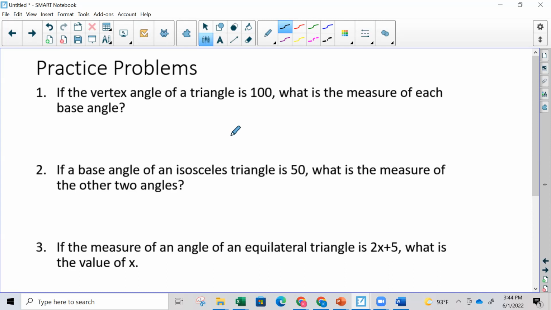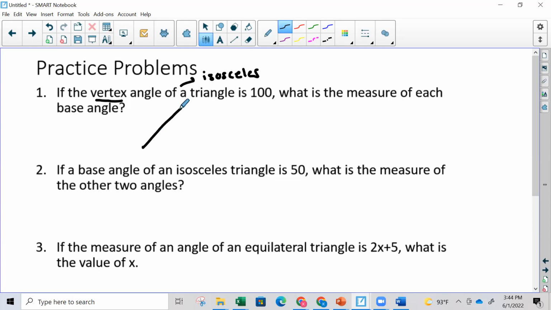equilateral triangle. So this first one, if the vertex angle of a triangle is 100, and it should say, let me just add this, it should be an isosceles triangle, or else you wouldn't be able to do this problem. But because it says vertex, that usually implies it's isosceles, but all the problems should specifically say that it's actually isosceles. So going back to the problem, it says if the vertex angle of an isosceles triangle is 100, what is the measure of each base angle?